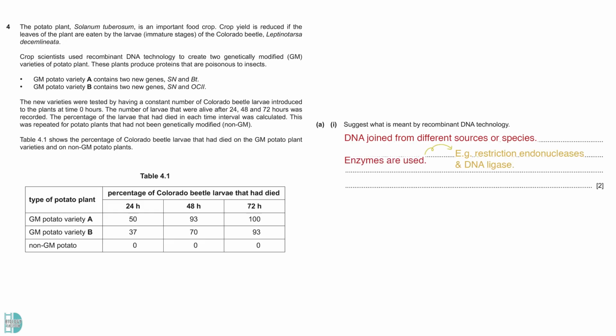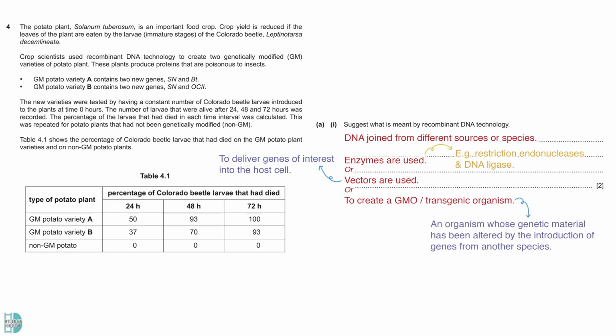A few enzymes are involved in the procedure, such as restriction endonucleases and DNA ligase. Vectors are used to deliver genes of interest into the host cell. When a new gene is introduced to an organism, a GMO or transgenic organism is created.